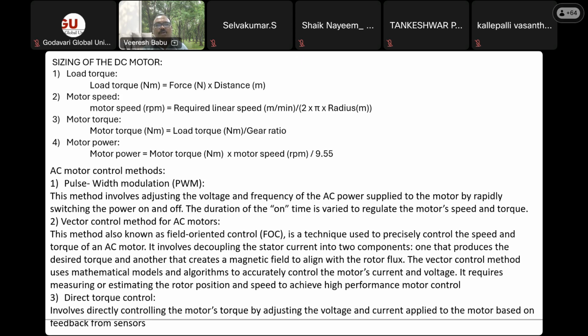So I hope I have not covered any high-fi topic. I have covered only the fundamentals which are needed for those who want to do some research on this. And on controls, I collected some information like pulse width modulation, vector control and direct torque control for AC motor control, and I showed some information on DC motor control also, but I have not discussed those things here.